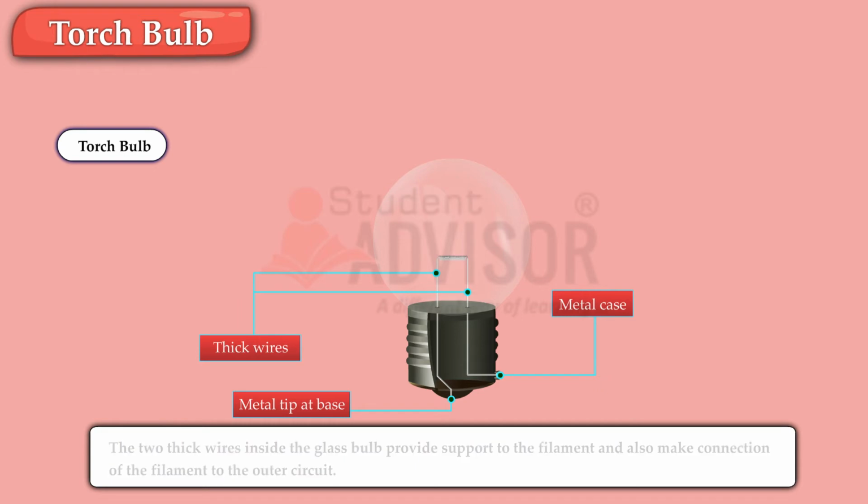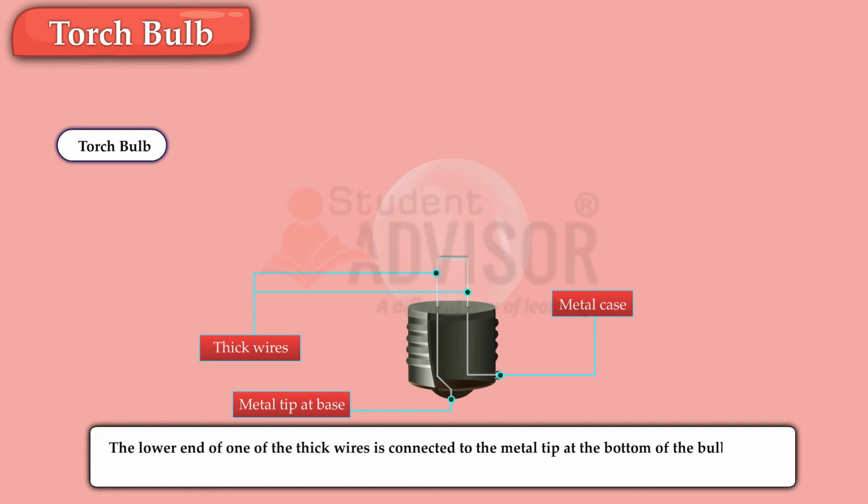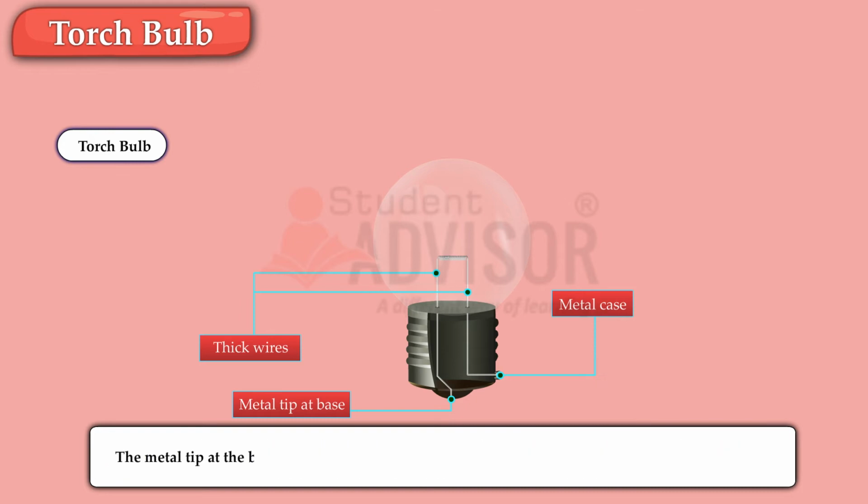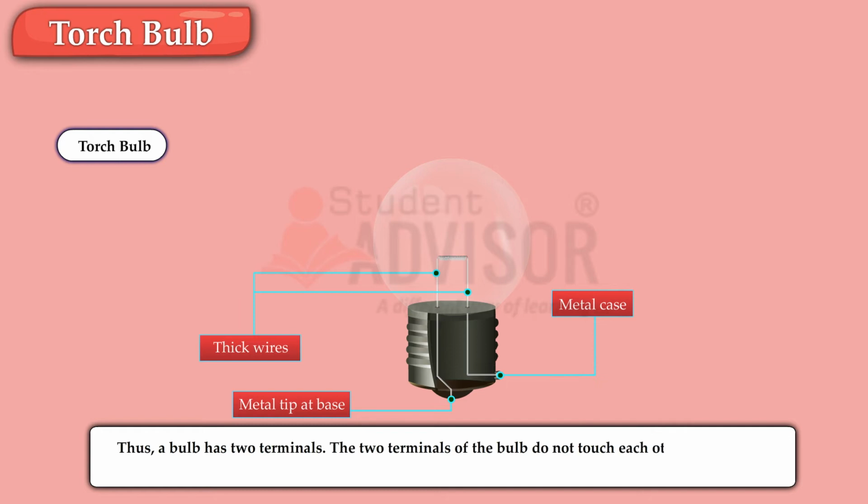The lower end of one of the thick wires is connected to the metal tip at the bottom of the bulb, whereas the lower end of the other thick wire is connected to the metal case of the bulb. The metal tip at the base of the bulb and the metal base of the cup are two terminals of the torch bulb. Thus, a bulb has two terminals. The two terminals of the bulb do not touch each other. They are separated by an insulating material between them.